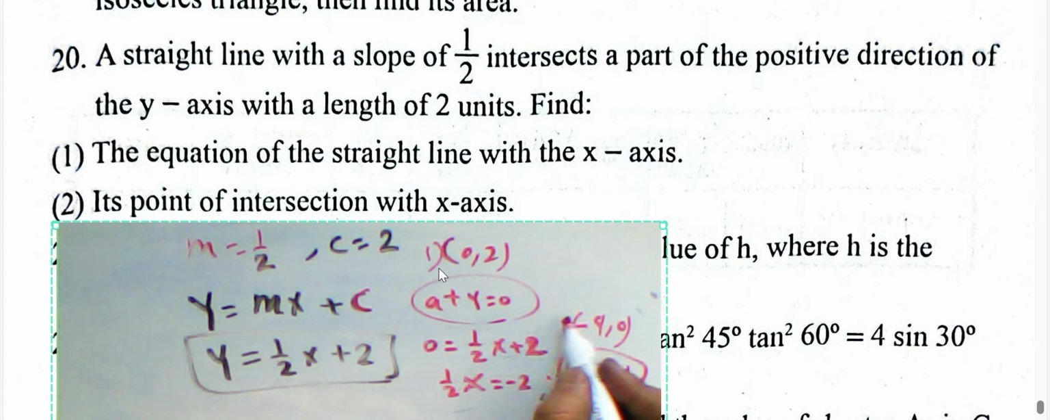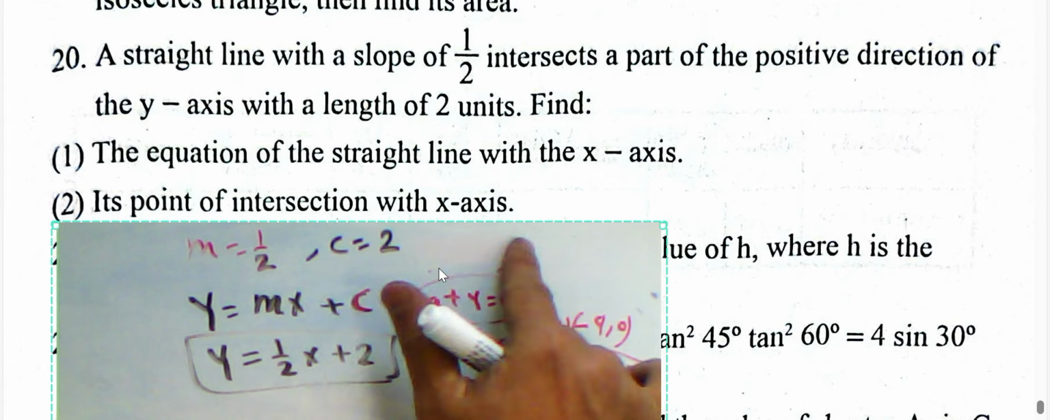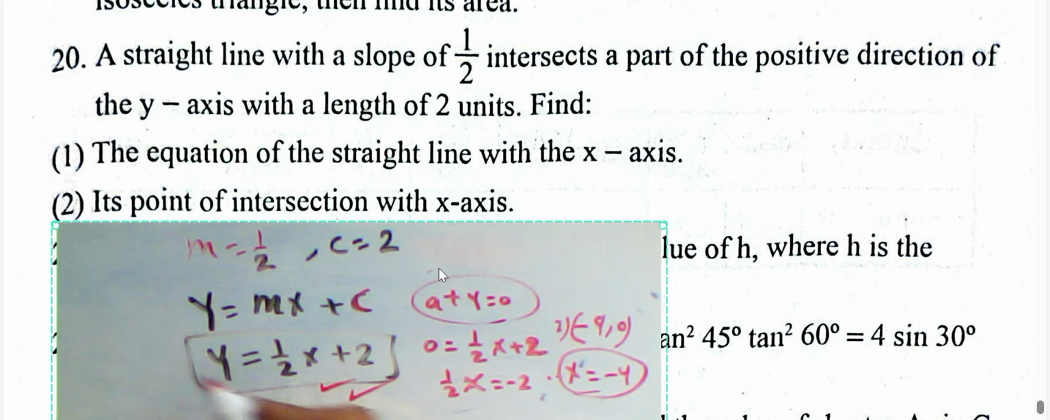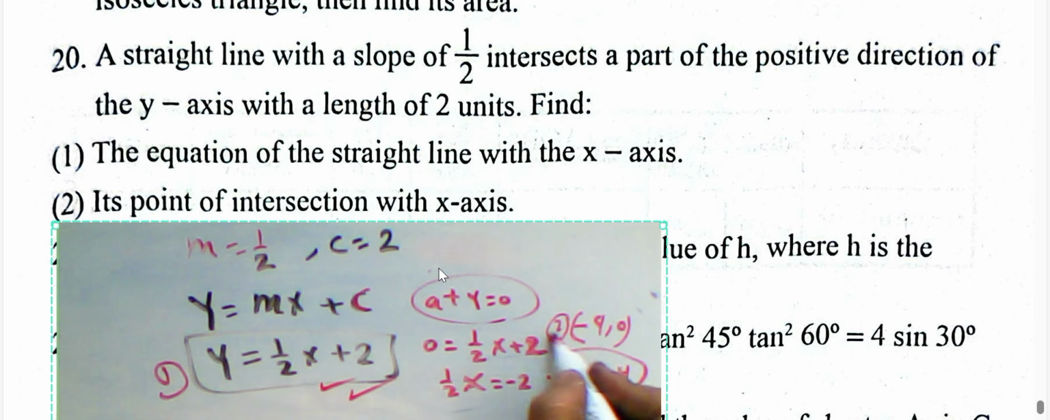That is the first solution. The second solution is about the point, but he doesn't need the point for part 1. He wants the equation only. This is the equation for number 1, and for number 2, the point will be negative 4 and 0, the intersection with the x-axis.